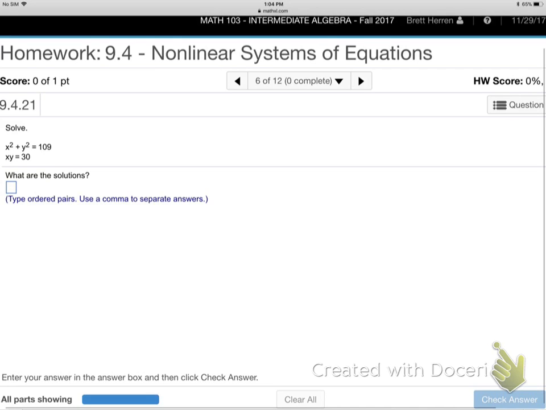So how do we solve something like this? X squared plus y squared is 109, x times y equals 30. So what are we doing in this section? Yeah, remember, we always start with the easier one. Good job, good memory. Which one looks easier? Probably that bottom one, huh? Yeah. So grab that bottom one.